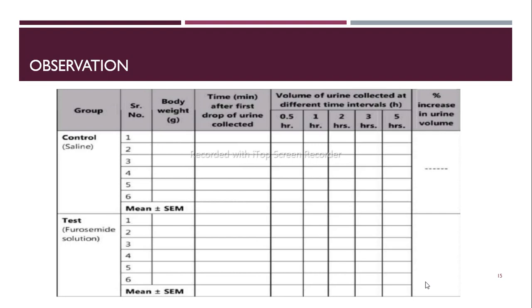Also, if you have extracted a drug from a plant source and you suspect that it will increase diuresis, and you are supposed to test it, then you can use this method to test the activity of that plant extract. Instead of furosemide, just replace furosemide with your plant extract and you are good to go. The rest of the procedure remains the same. The only thing you are changing is the test drug.